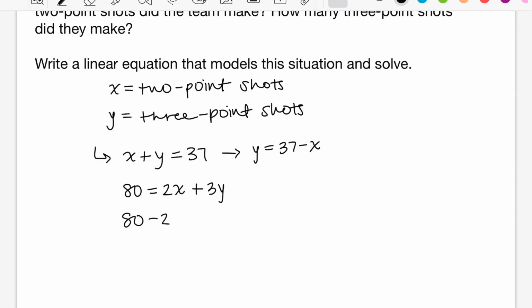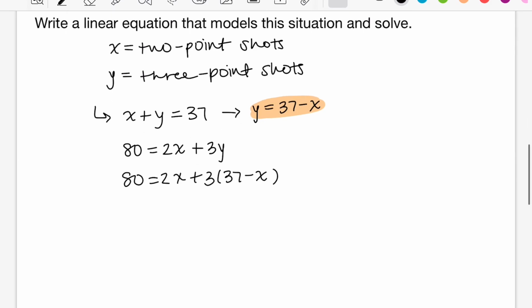And then I'm going to plug this information back into this equation. So we get 80 is equal to 2x plus 3 times y. And y is equal to this. So we get 37 minus x. All right, then we'll distribute this 3 to both of these terms here. So we have 80 is equal to 2x plus 3 times 37, which is 111, and then minus 3x.